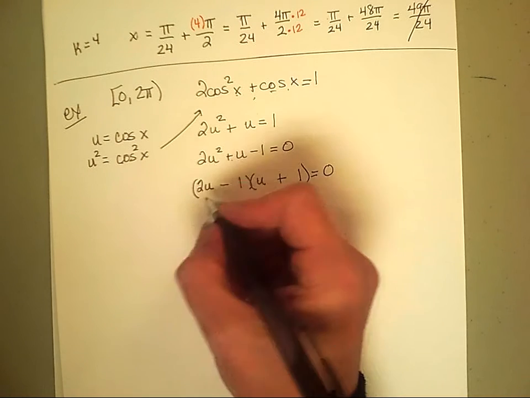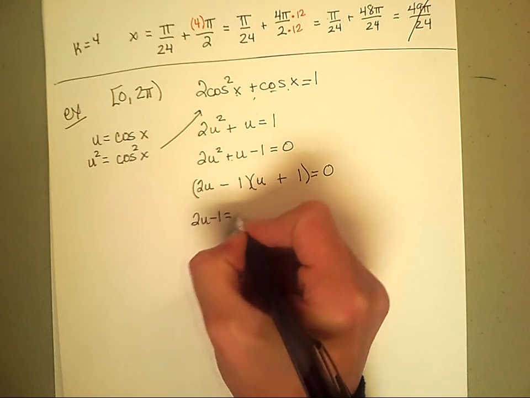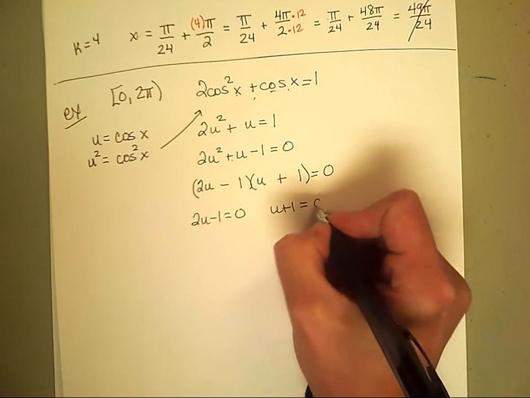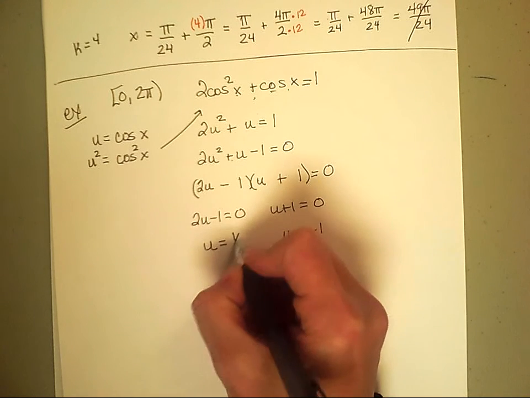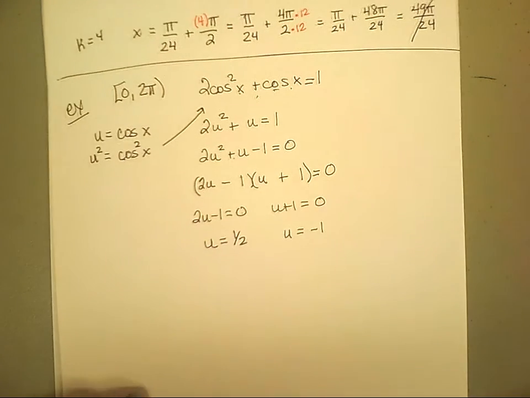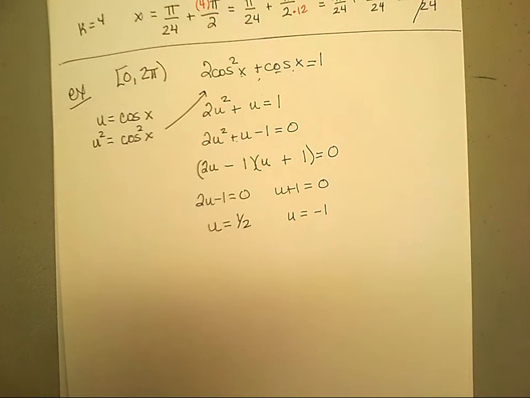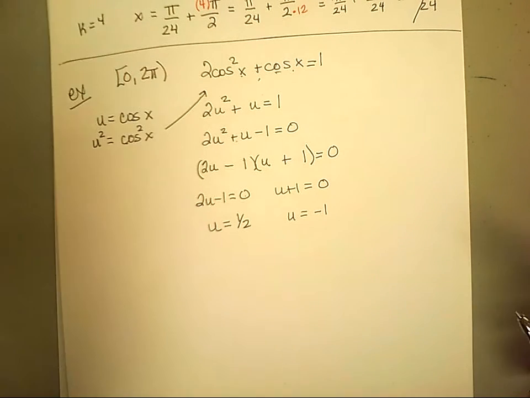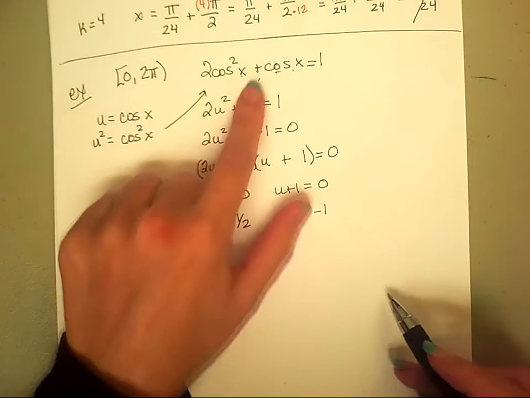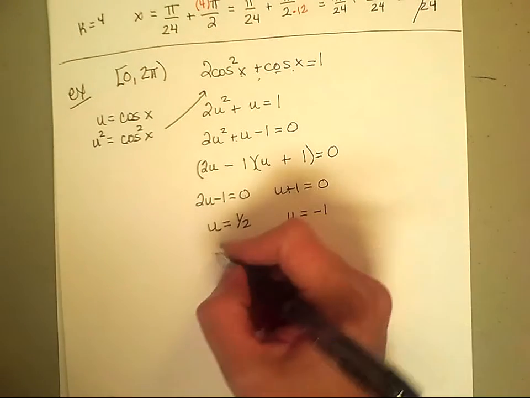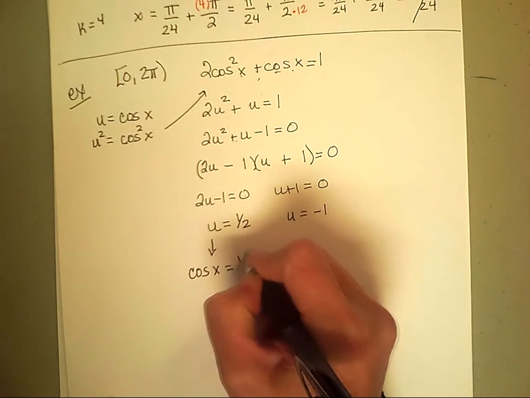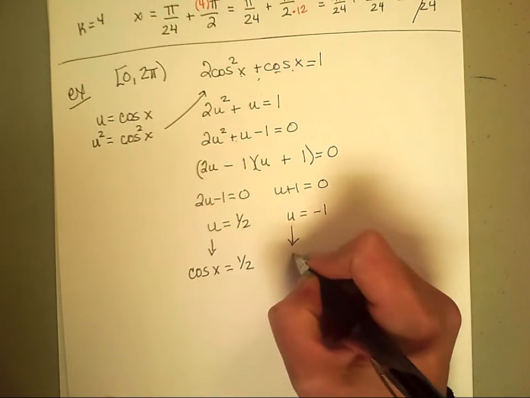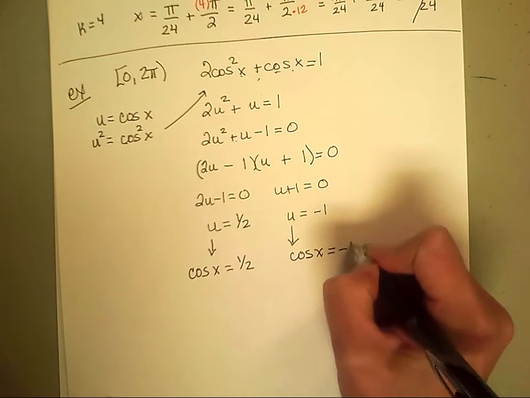So if we were to solve from here, we could split them up, and we know that 2u minus 1 must equal 0, or u plus 1 equals 0. So u equals negative 1, or u is equal to 1/2, adding 1 and dividing by 2. Okay. But our goal was not to solve for u, our goal was to solve for x, okay? And u is the cosine of x, so we either have that the cosine of x is equal to 1/2, or that the cosine of x is equal to negative 1.